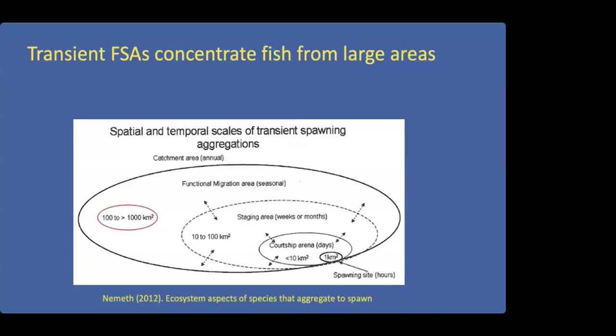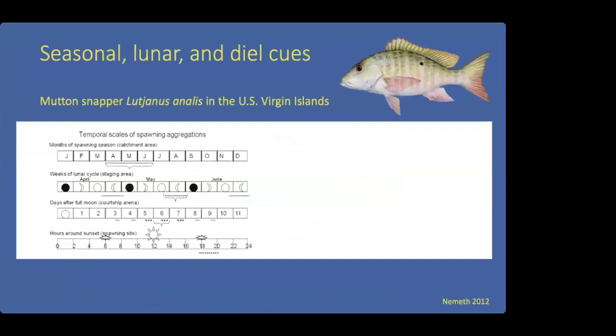Transient spawners typically live in an area over 1,000 square kilometers, but during their spawning season, they will migrate tens to hundreds of kilometers into a staging area where they'll stay for weeks or months, and then ultimately into a courtship arena where they'll stay for days, an area typically less than 10 square kilometers, but ultimately move to their actual spawning site where they're only going to be staying and spawning for a matter of hours.